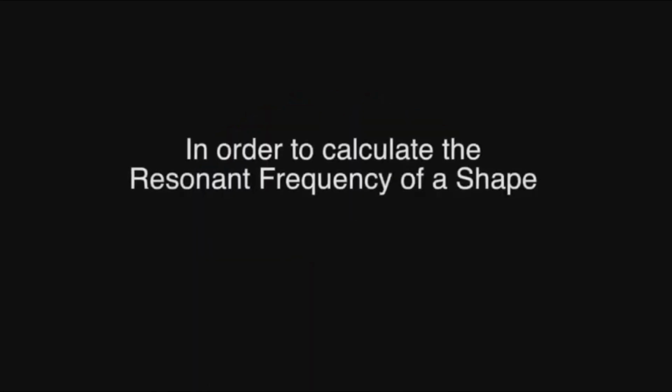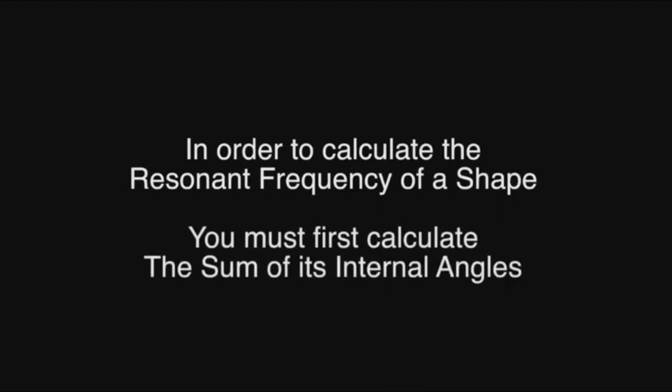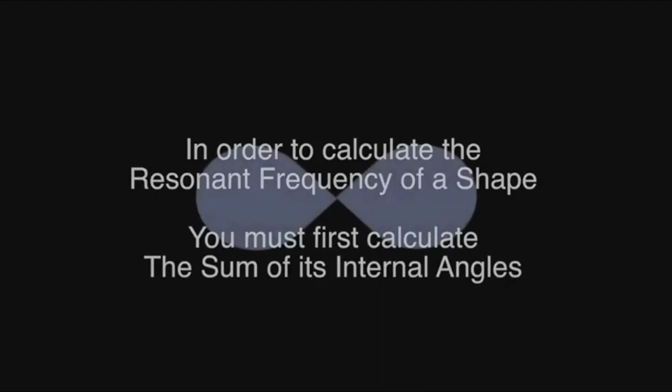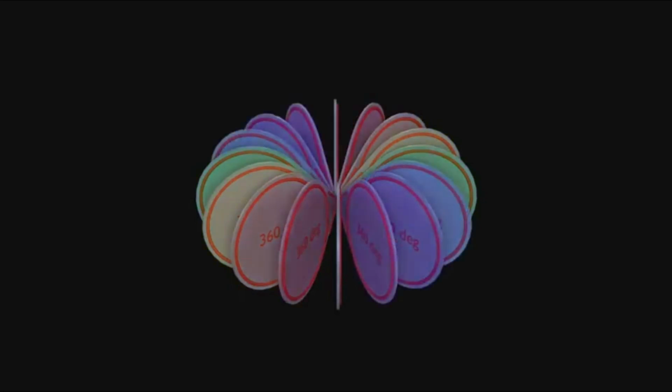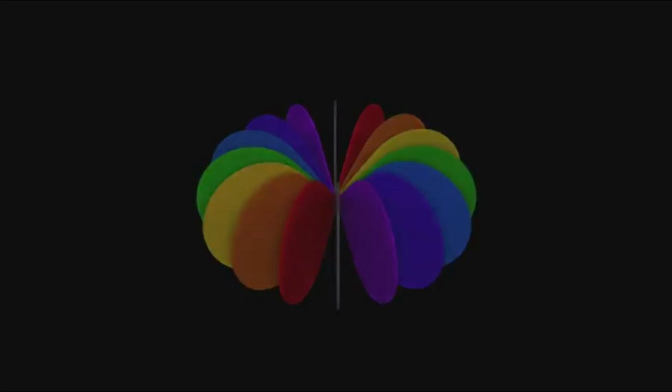In order to calculate the resonant frequency of any shape, you must first calculate the sum of its internal angles. To calculate the resonant frequency of an imploded sphere, we must produce the sum of the internal angles contained within all 8 planes. The 8 planes contain 2 circles, 360 degrees plus 360 degrees. These are connected by intersecting angles of 90 degrees and 90 degrees. When multiplied by the 8 planes, we arrive at 7,200 degrees.